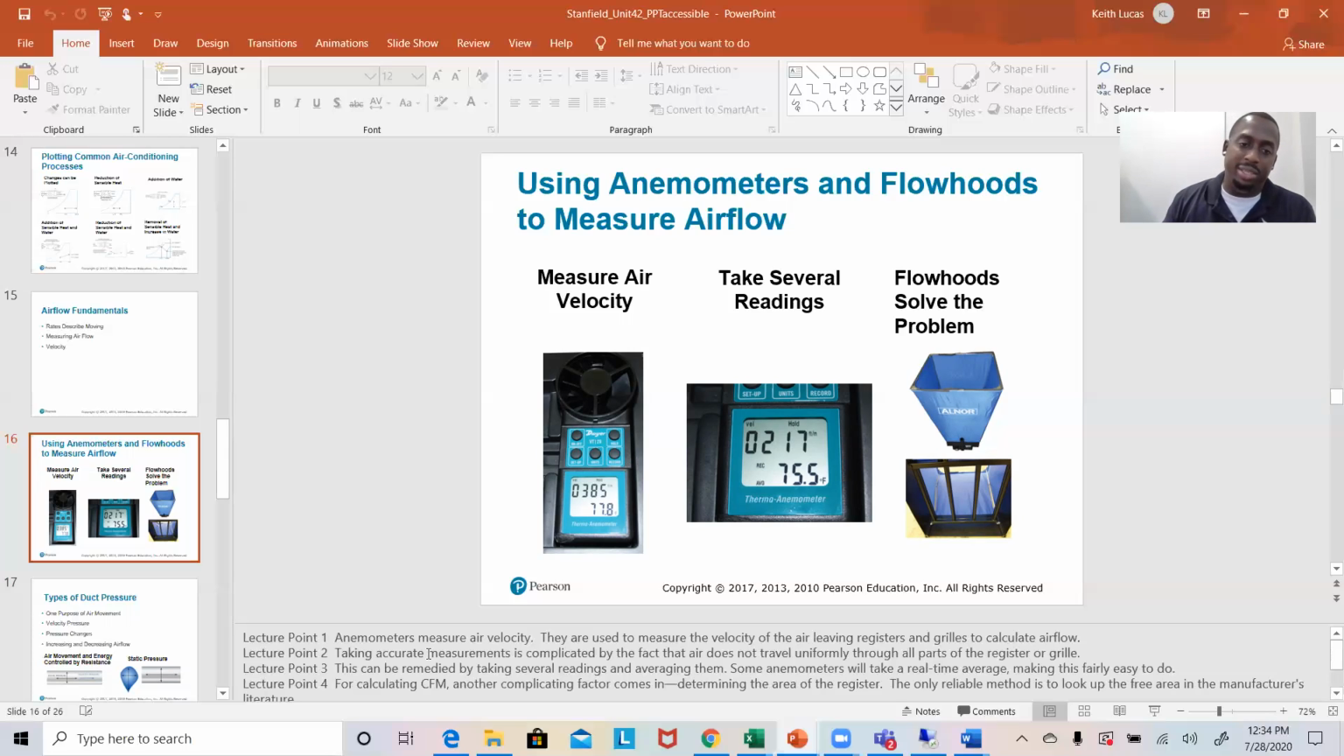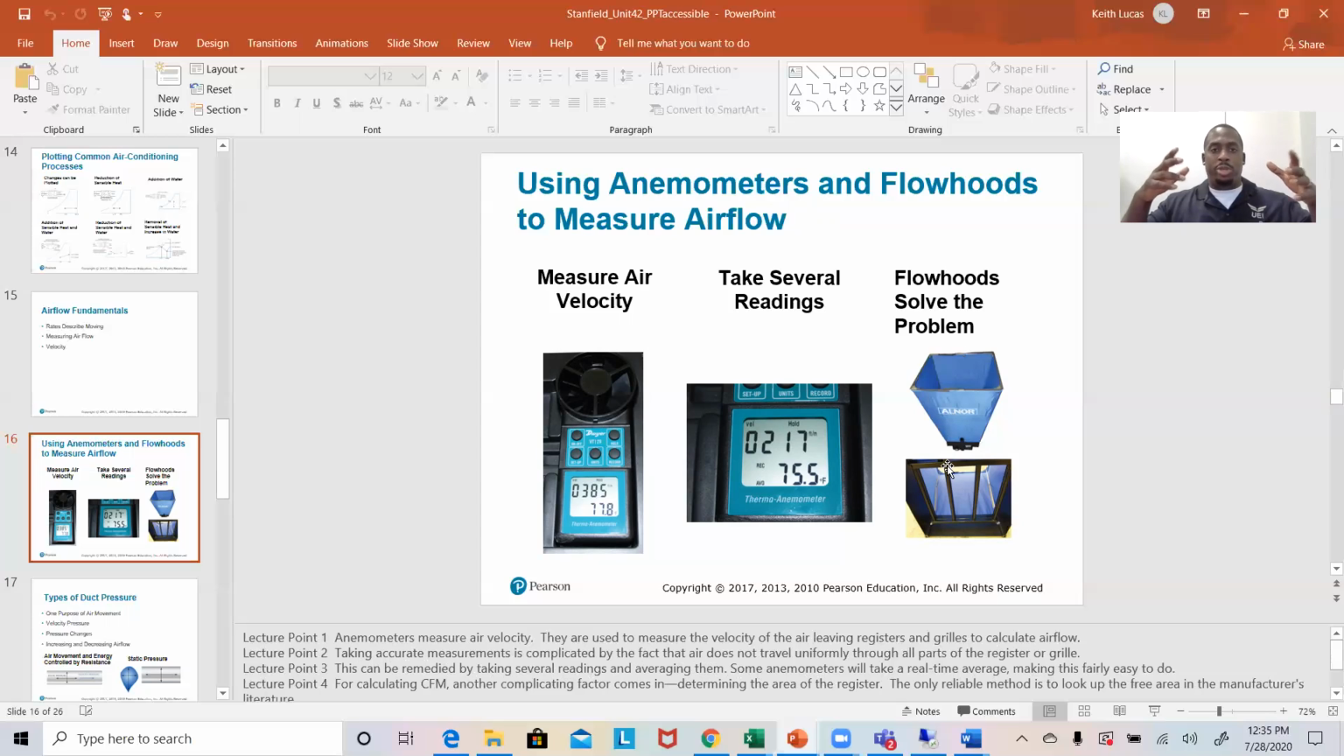Every system has a capacity of air that it is supposed to be able to move, and you want to compare that to what you're actually moving and see just how good or bad your duct system is. So taking accurate measurements is complicated by the fact that air does not travel uniformly through all parts of the register or grill, which is why the flow hood is recommended for checking airflow, because it's designed to cover or to swallow the entire register or grill.